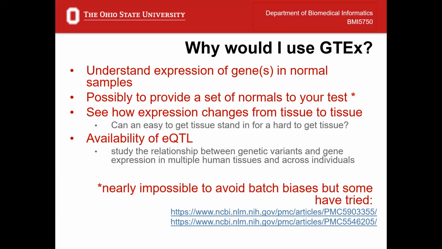And then the last thing is GTEx is unique because it has the availability of eQTLs, the expression QTLs relating variant SNP changes to expression. So we can make some sort of assumptions about regulation, how different genotypes can be related to expression. And you can look at that across tissues and across individuals. It's a very rich database of information.